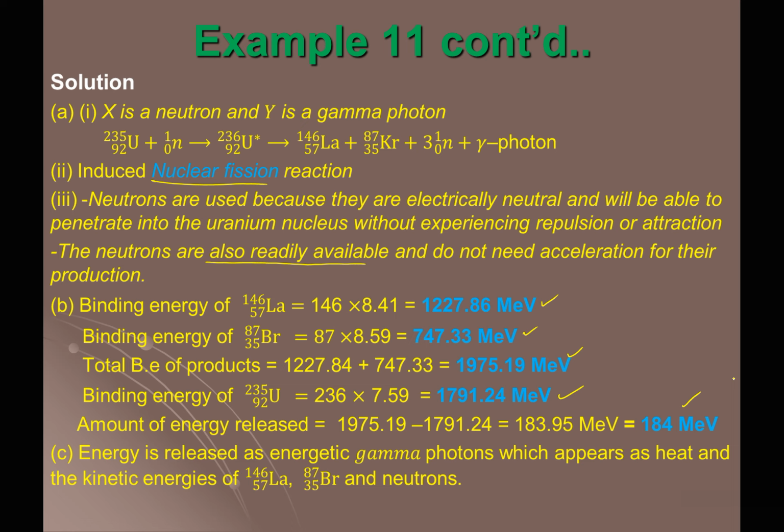The third question was asking us to state the forms in which the energy takes. We said energy is released as a gamma photon. Of course, it also appears as kinetic energy of the products, that is La, Br, and the neutrons. So that is the form in which energy takes.